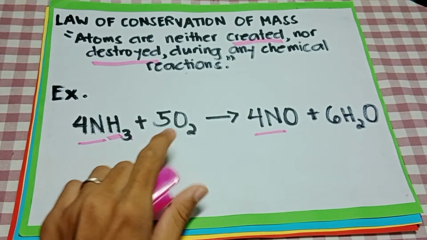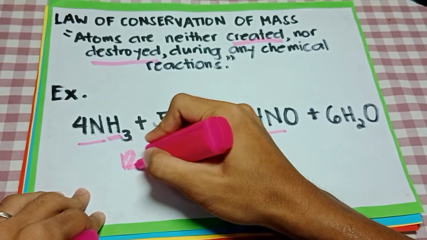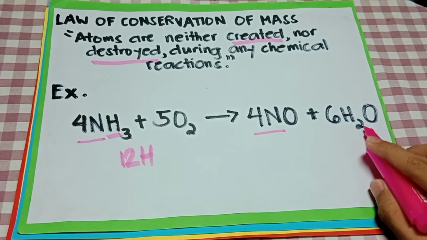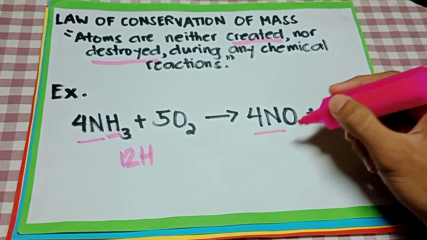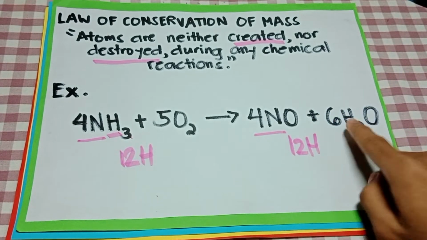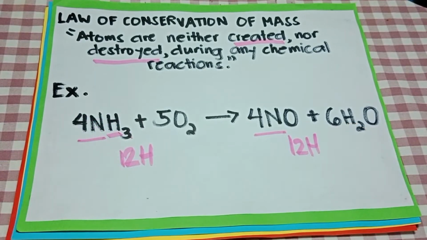So on the reactant side, we have 12 hydrogen, while on the product side, we also have 12 hydrogen, in a way that 2 multiplied by 6 is equal to 12. So therefore, they are all the same. The only change is that there is a rearrangement of atoms.